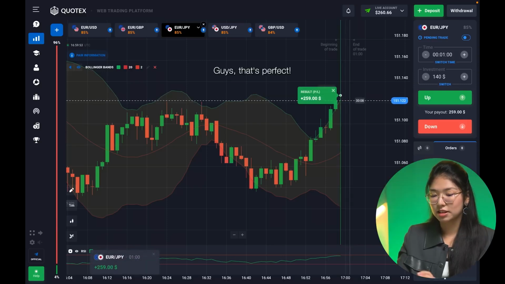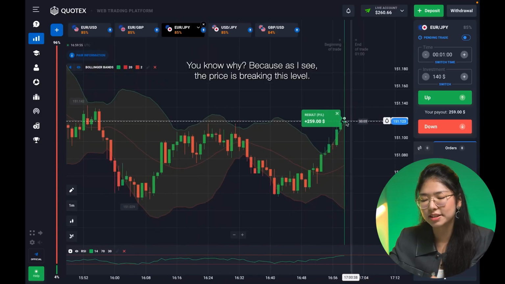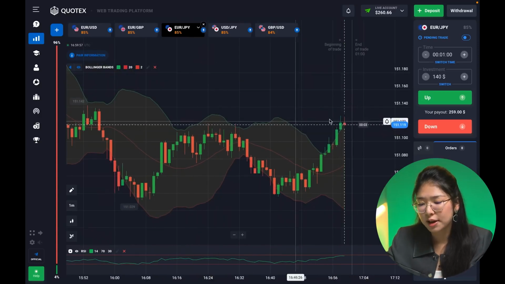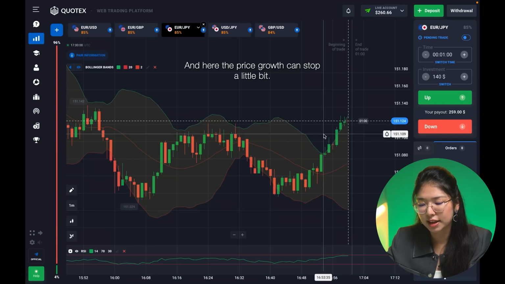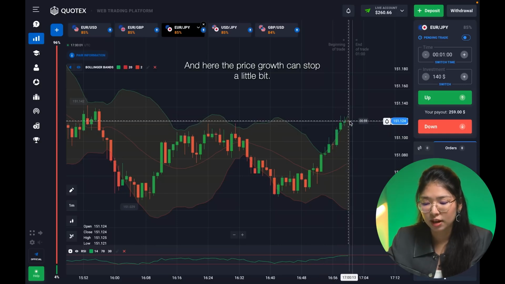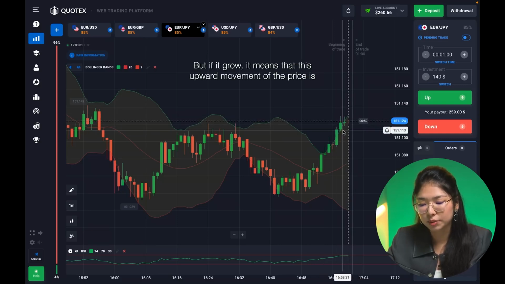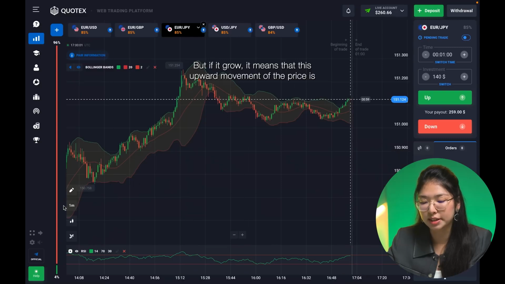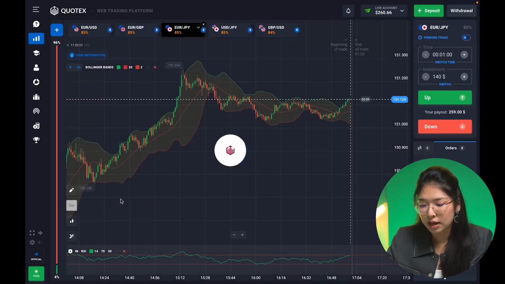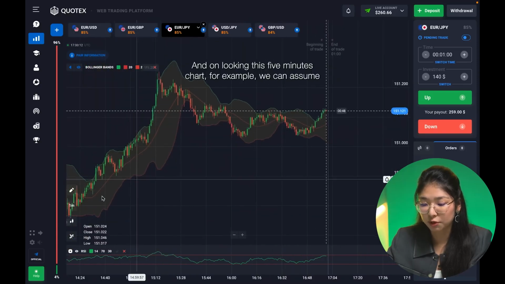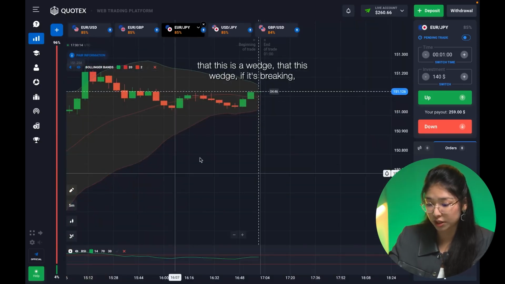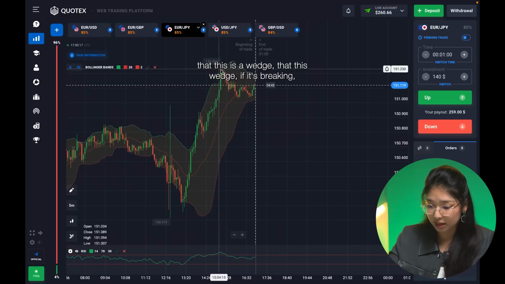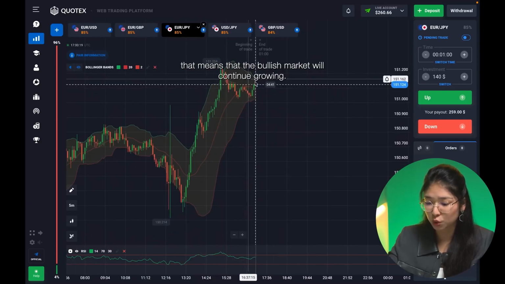Guys, that's astonishing. You know why? Because as I see, the price is breaking this level. Firstly, this level is already broken, and here the price growth can stop a little bit. But if it grows, it means that this upward movement of the price is pretty strong. And looking at this 5 minutes chart, for example, we can assume that this is a wedge. If it's breaking, that means that this bullish market will continue growing.